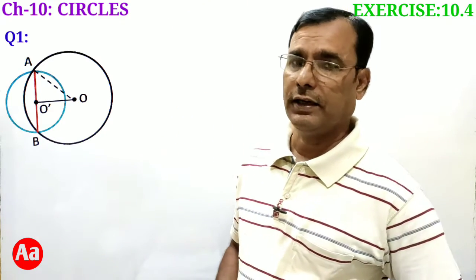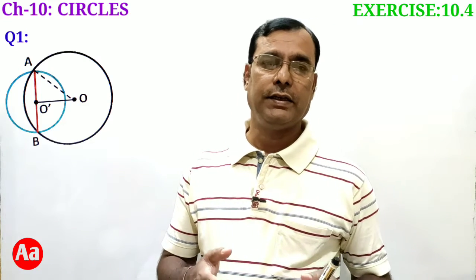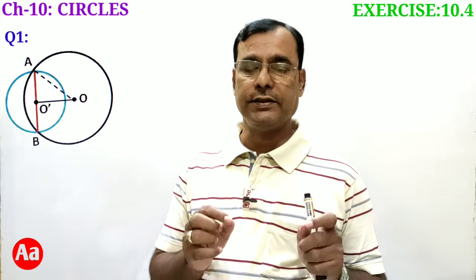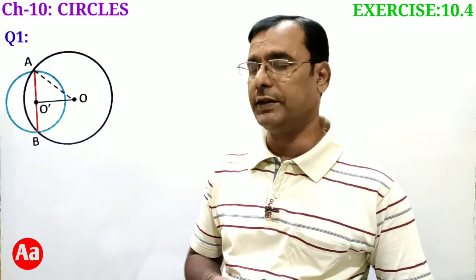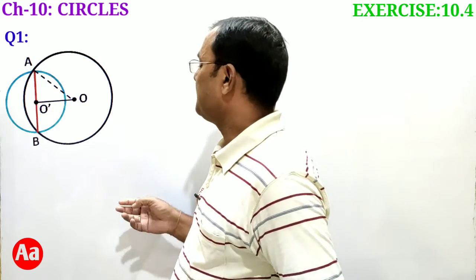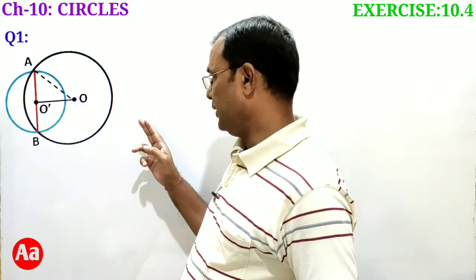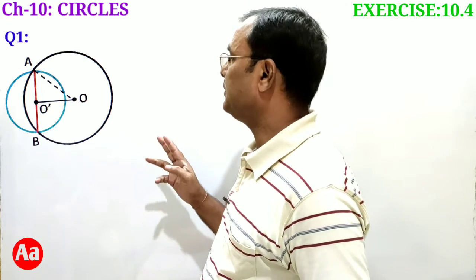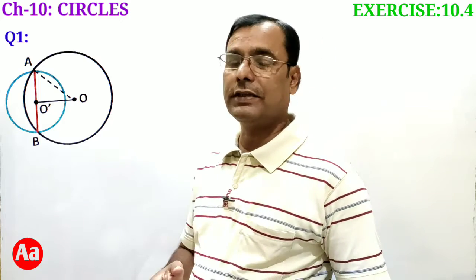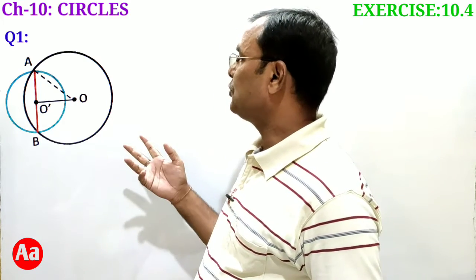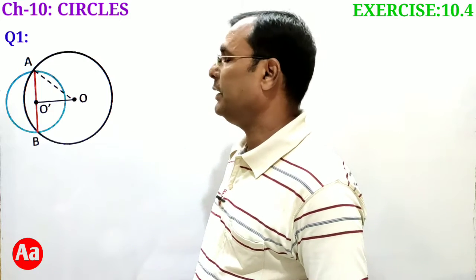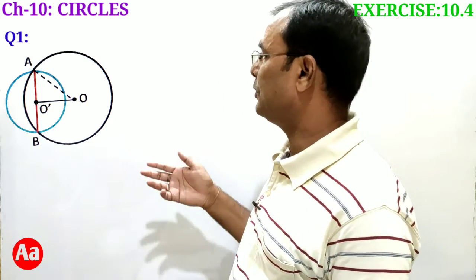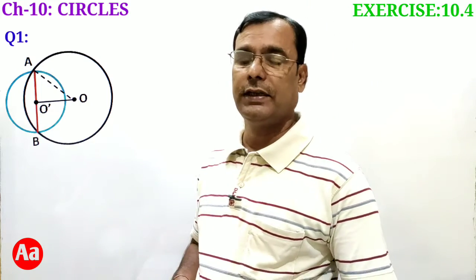Two circles of radii 5 cm and 3 cm intersect each other at 2 points and the distance between their centers is 4 cm. In this figure, there are two circles with centers O and O dash with radii 5 cm and 3 cm respectively, and these two circles intersect at 2 points A and B. AB is the common chord and we are going to find the length of this common chord.